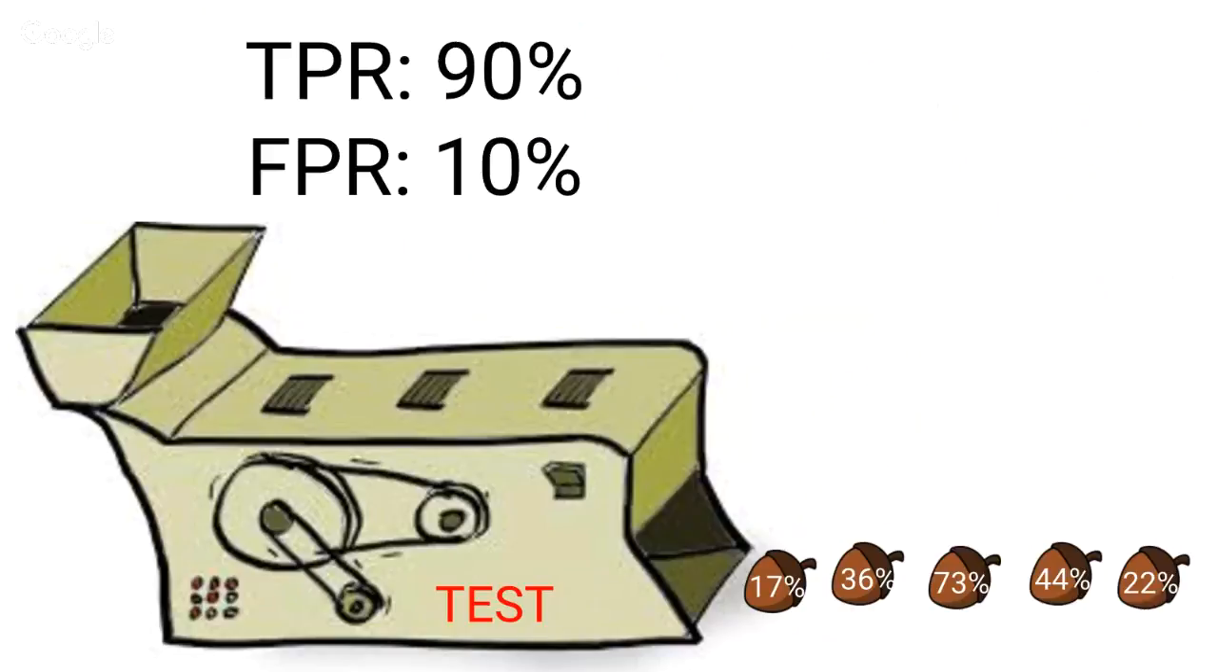You can think of true positive rate as the rate at which I'm right when I say I'm right. And false positive rate is the rate at which I'm wrong when I say I'm wrong. And so these numbers look good on paper, but let's think about this for a second.